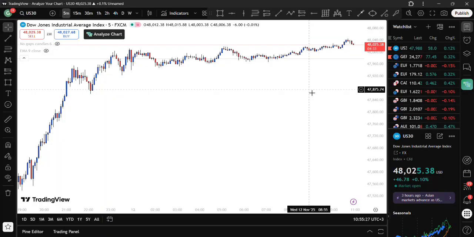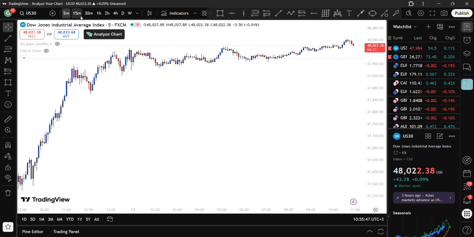Here's the one thing about the open range breakout strategy that most people don't know about. So the open range breakout strategy, we trade the open of the New York Stock Exchange market, that is at 9:30, but due to the DST changes, we'll be trading it at 10:30, that is 5:30 Kenyan time.